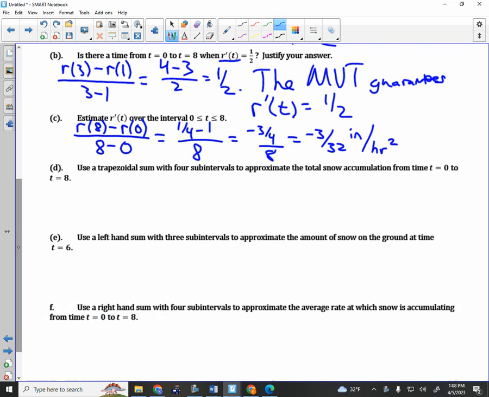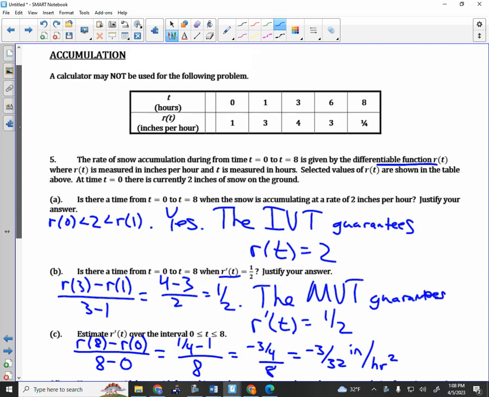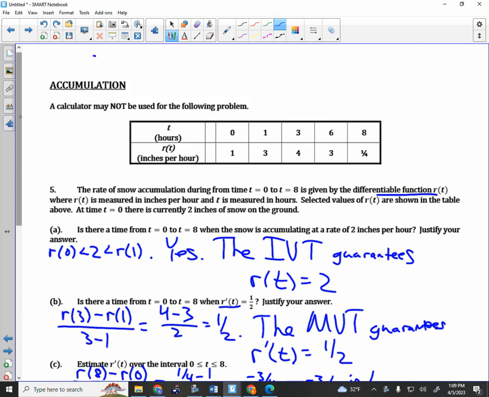Now we're going to go to Patty's point where it says use a trapezoidal sum with 4 subintervals to approximate the total snow accumulation from 0 to 8. Do you remember when we did trapezoidal and left hand and right hand stuff? Good. The left is going to be easy. Do you want to start with the easy ones, or just get trapezoid out of the way? Let's get trapezoid out of the way.